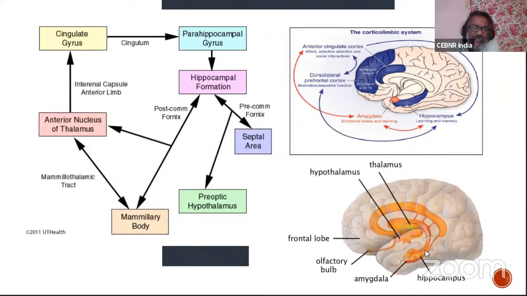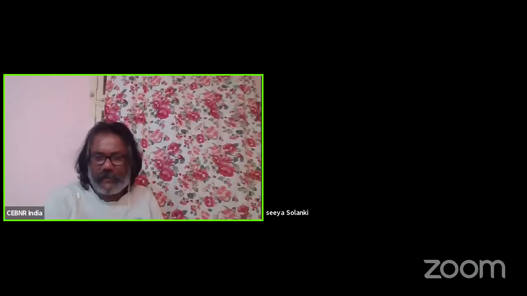Now, what does the limbic system do? That's the next question. Can anybody tell me what the functions of the limbic system are? Raksha is saying control emotional responses, Dinesh says memory. Memory is not part and parcel of the limbic system, but that's all right. Anybody else?